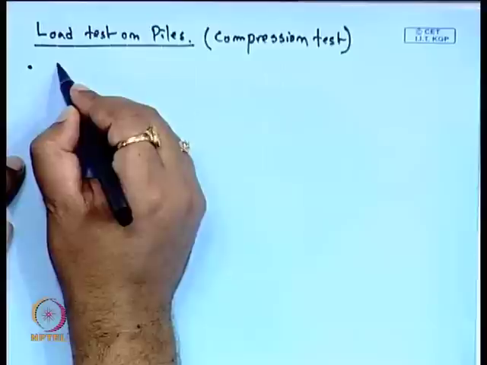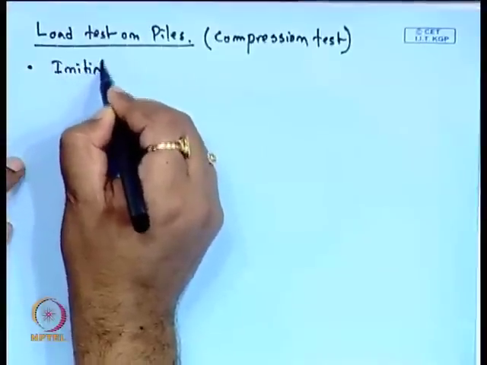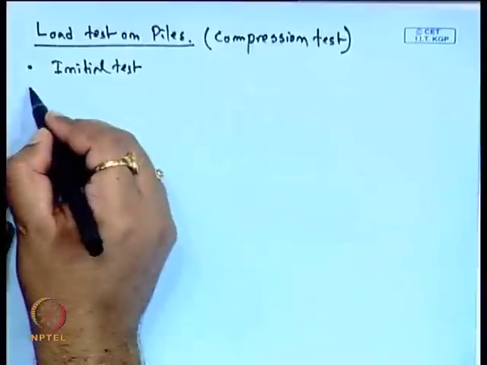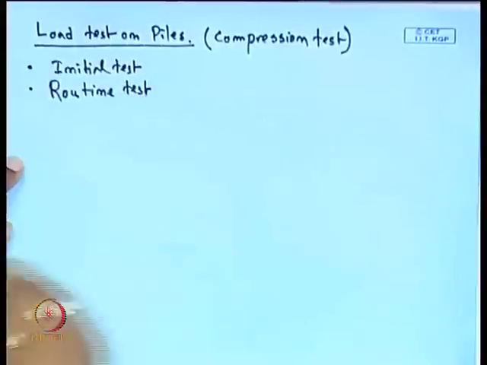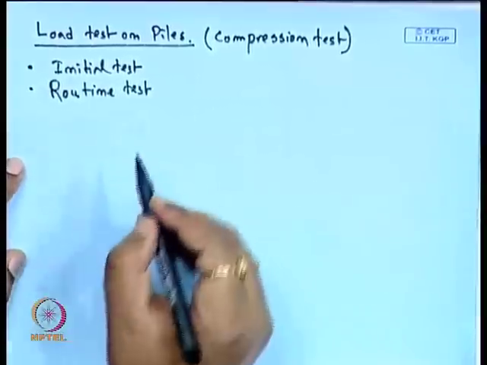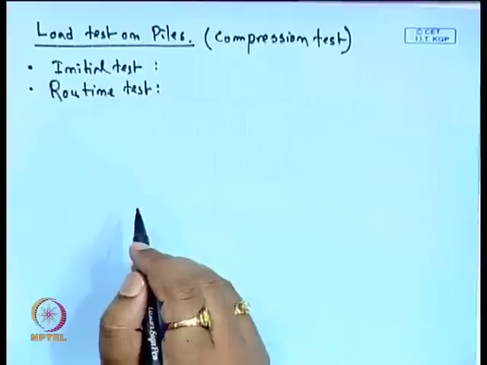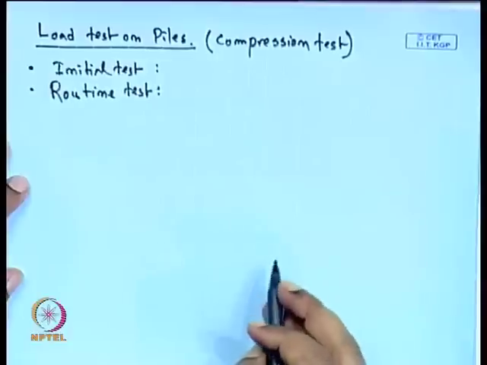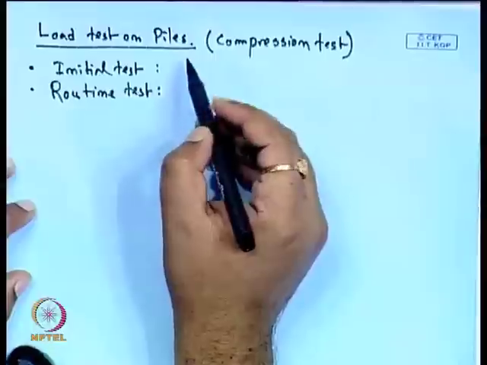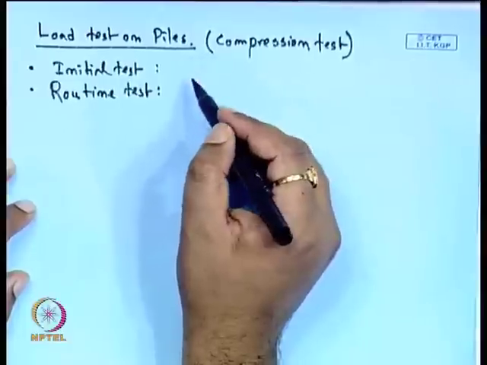Now, before we go to the pile load test, there are a few things that we should know. One is the initial test, and the next one is the routine test. The initial test is carried out on the test pile to estimate the allowable load carrying capacity of the pile, or to know the settlement of the pile corresponding to the working load. So, we carry out this test on the test pile to estimate the allowable load and to predict the settlement at the working load.